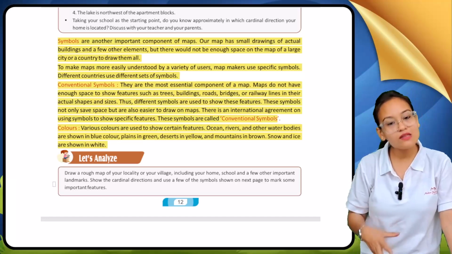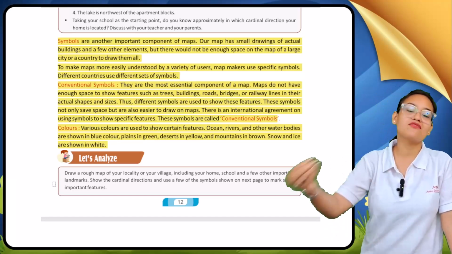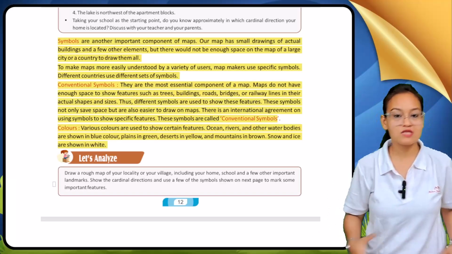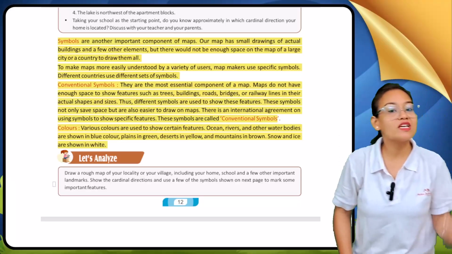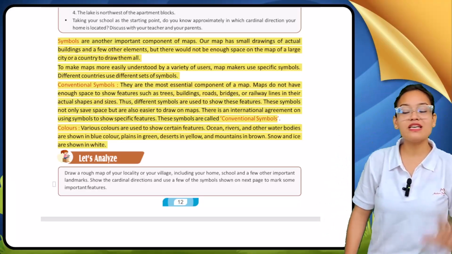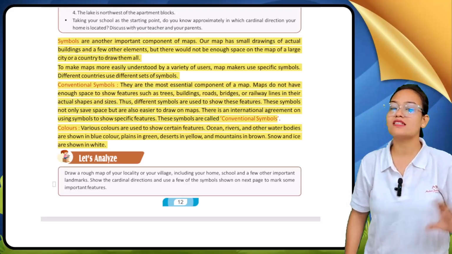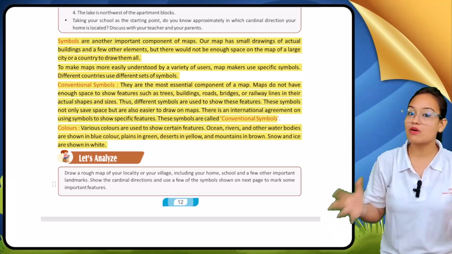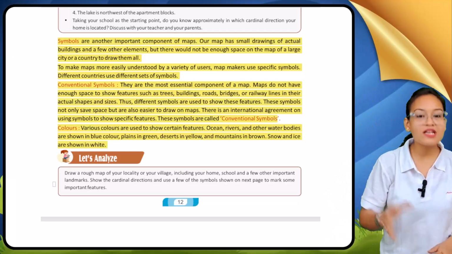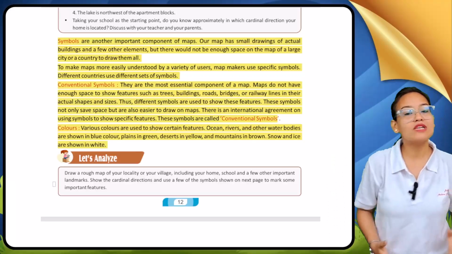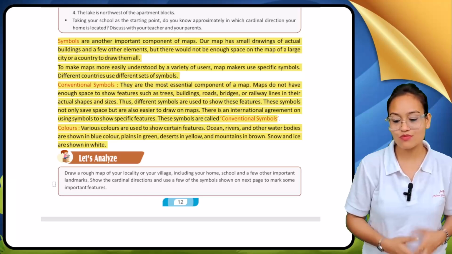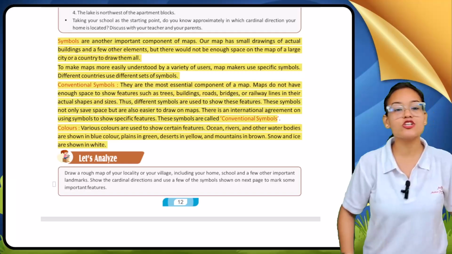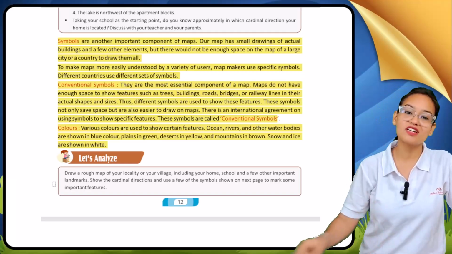All different colors show different types of features. Your oceans, rivers, and other water bodies, combinedly, are shown in blue color. So if you see any blue color on our map, it means it is related to a water body. Green color is related with plants. Deserts are shown in yellow color, and mountains are shown in brown color on our maps. Snow and ice are shown in white color. So you can see on a single sheet of paper, on a map, we can use different types of colors.